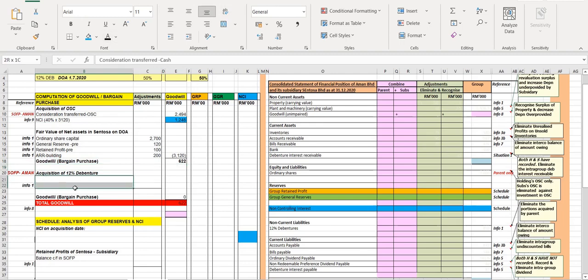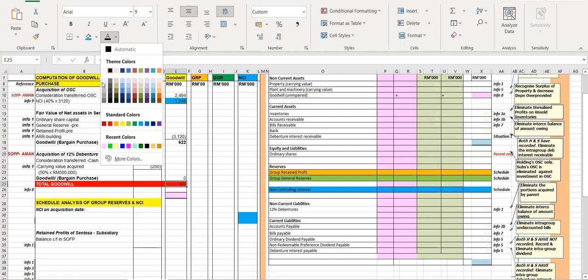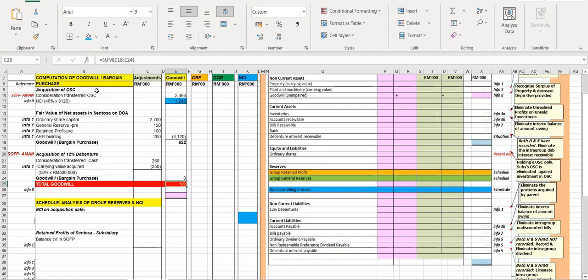And the next one is to calculate the goodwill for the debenture. First put the consideration transferred, then look at the percentage acquired. That was 50% from the carrying value of the debenture, so that means you acquired 250. So with that, there is no goodwill or bargain purchase, and the total goodwill now will be 622, which is the total goodwill coming from the ordinary and also the acquisition of debenture.